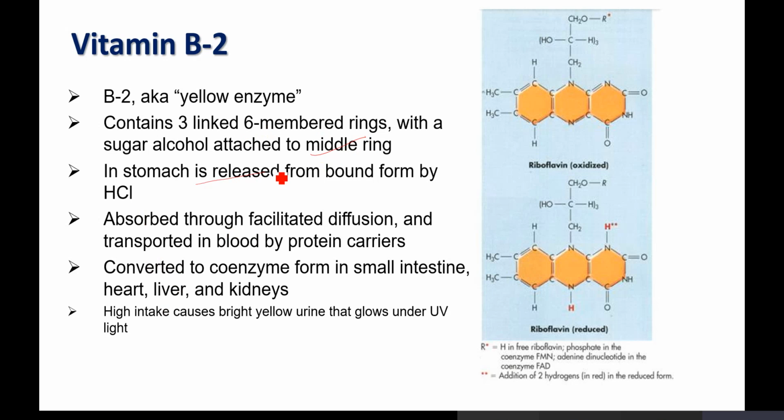In the stomach, it is released from its bound form by hydrochloric acid. It is absorbed through facilitated diffusion and transported in the blood by protein carriers, and converted to the coenzyme form in the small intestine, heart, liver, and kidneys. High intake causes bright yellow urine that glows under UV light.